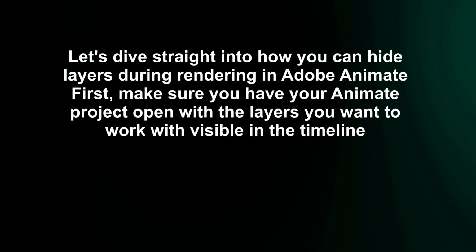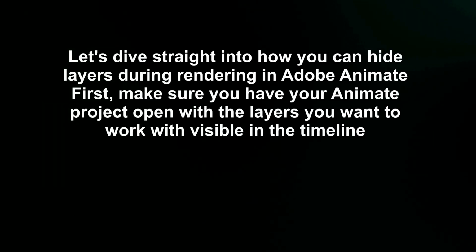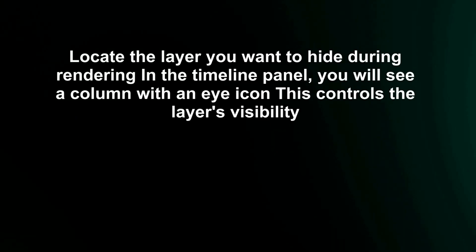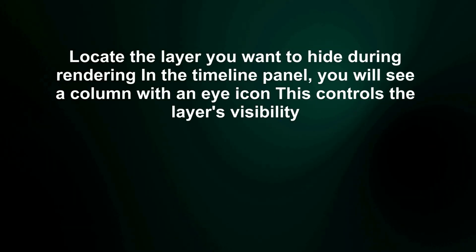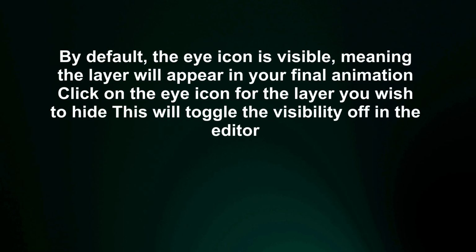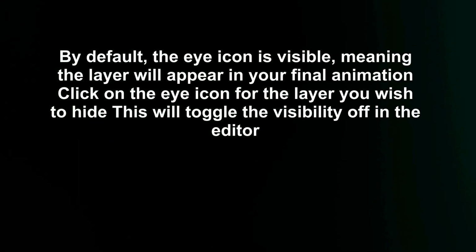First, make sure you have your Animate project open with the layers you want to work with visible in the timeline. Locate the layer you want to hide during rendering in the timeline panel. You will see a column with an icon. This controls the layer's visibility. By default, the icon is visible, meaning the layer will appear in your final animation.